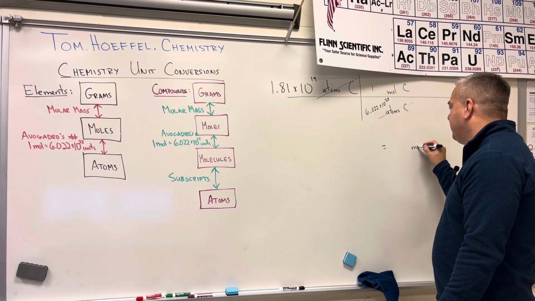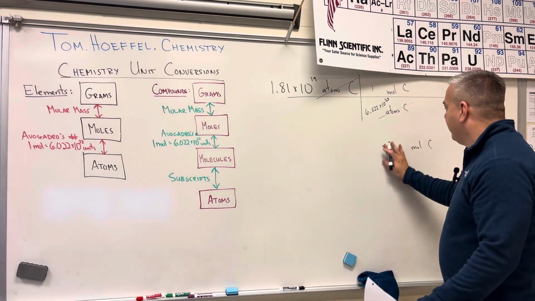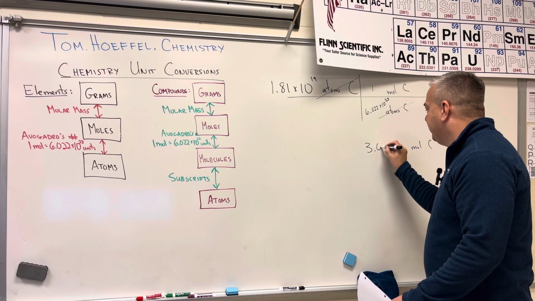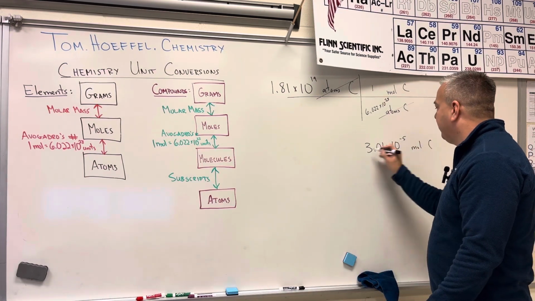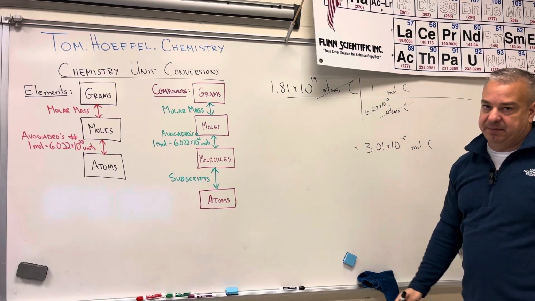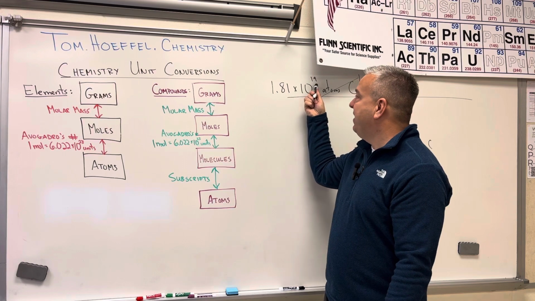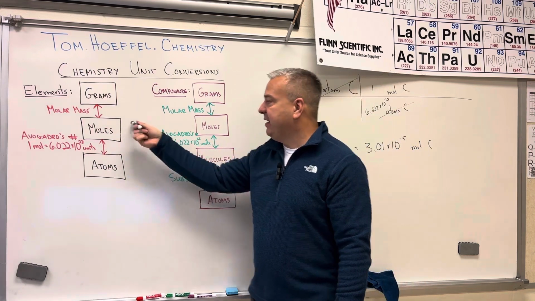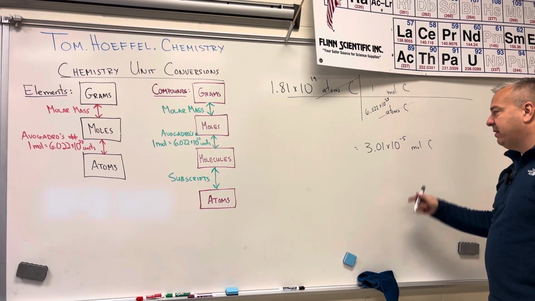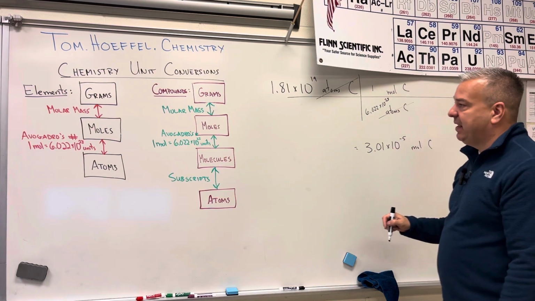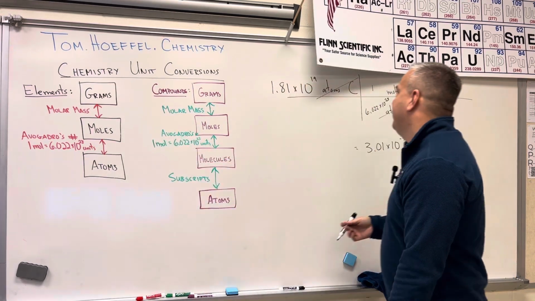If I punch this into my calculator, I should get an answer of 3.01 times 10 to the negative 5th moles of carbon. Okay, so 1.81 times 10 to the 19th atoms is equivalent to 3.01 times 10 to the negative 5th moles of carbon. And if I want to take that a step further to figure out how many grams there were, I just repeat that same process.